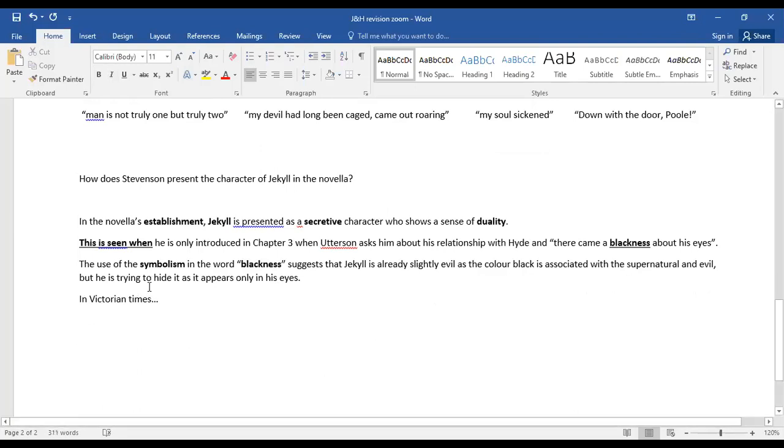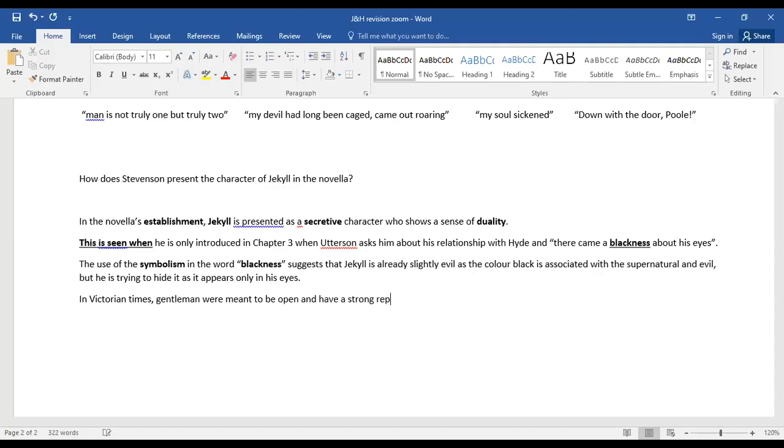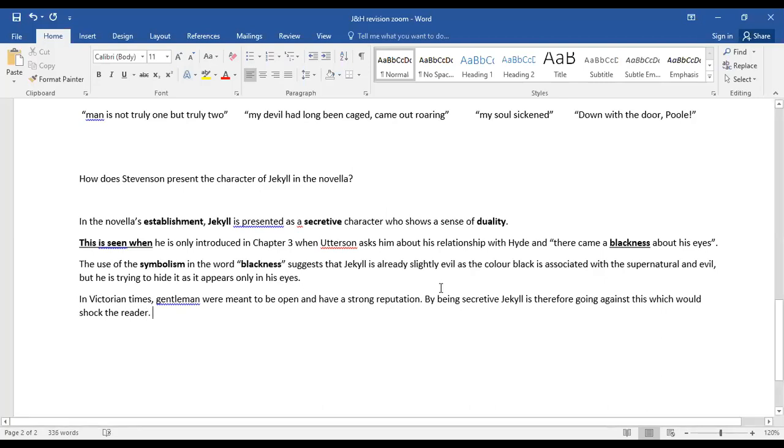And then you want to finish your paragraph. So in Victorian times, gentlemen were meant to be [of good] reputation. A really crucial thing. Virtually for any character, you could talk about reputation in Victorian times. Gentlemen were meant to be open and have a strong reputation. By being secretive, Jekyll is [breaking this], which would shock the reader. And there you are, sorted.